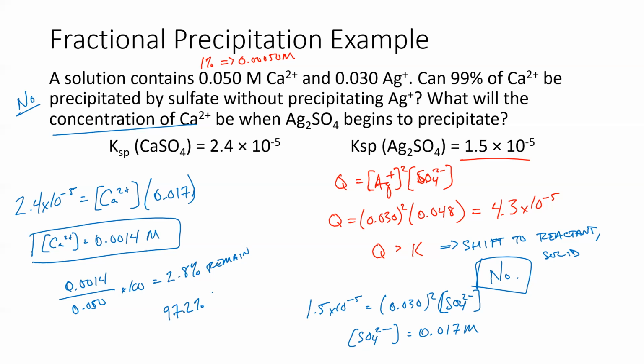Okay. So these problems are a little bit long because you've got to kind of go back and forth between what you're looking for and what you have. But this is a very useful technique that's used a lot in chemical industry when you're trying to get rid of a particular ion in a solution. All right. Well, that's where we will call it.